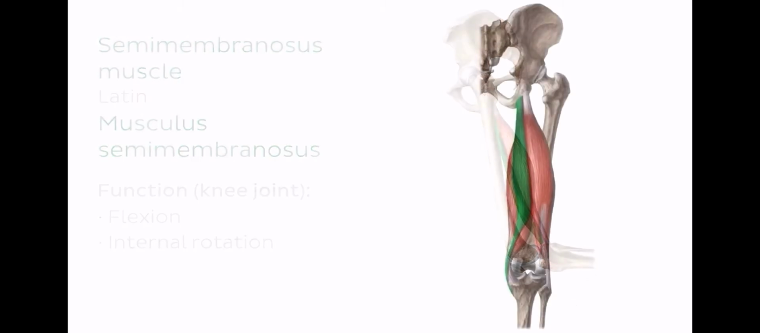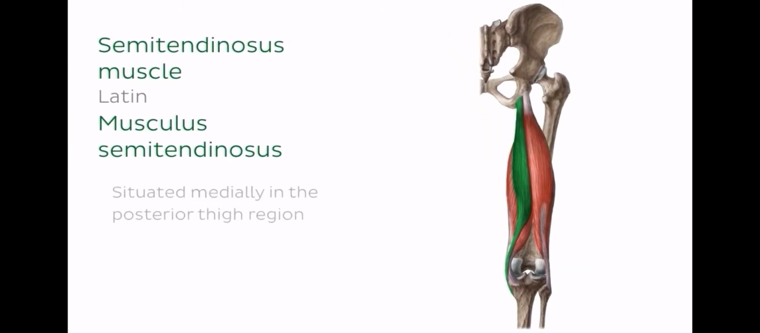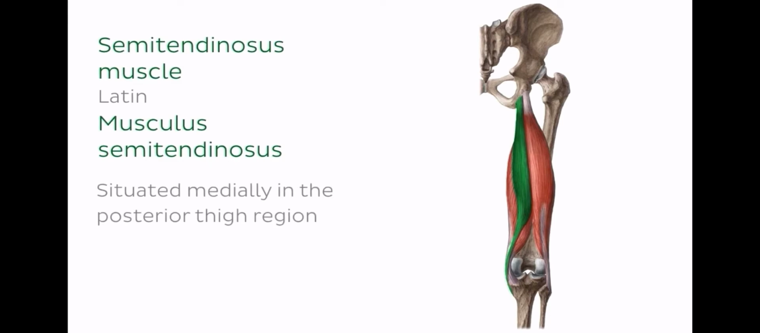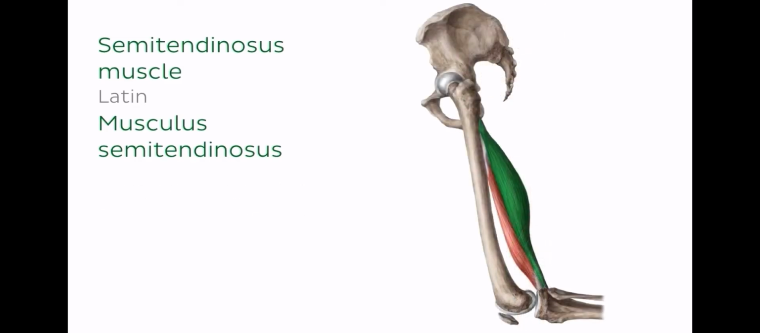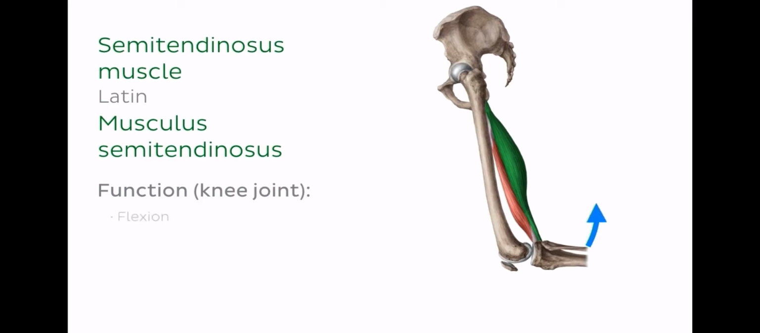Okay, coming back to our base image of the thigh from the posterior view, we can see the semitendinosus muscle highlighted in green, which is our last muscle of the hamstrings. And the semitendinosus muscle extends the thigh and stabilizes the pelvis in the sagittal plane, as well as facilitating flexion and internal rotation of the knee joint.